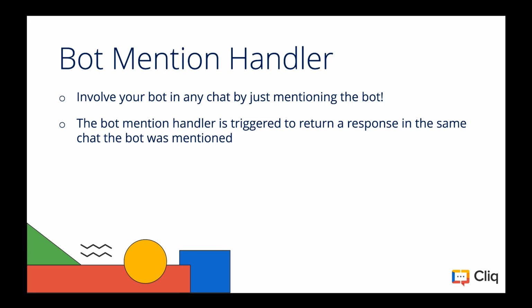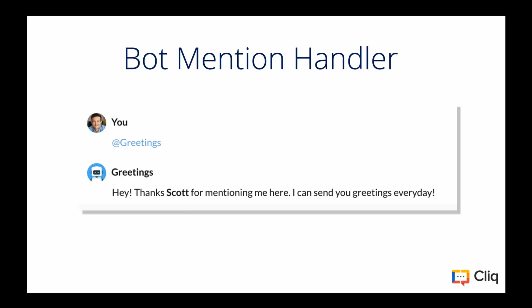The attributes that will be passed when a bot's mention handler is triggered are mentions, which is a list, location, and message. Now the mentions object will contain details about the bot. So when the greetings bot is mentioned, the bot returns a response in the same chat. This here is a sample example of the bot's mention handler, where when the bot is mentioned in the chat, the bot just responds in the same chat by posting the message saying, "Hey Scott, thanks for mentioning me. I can help you with greetings."